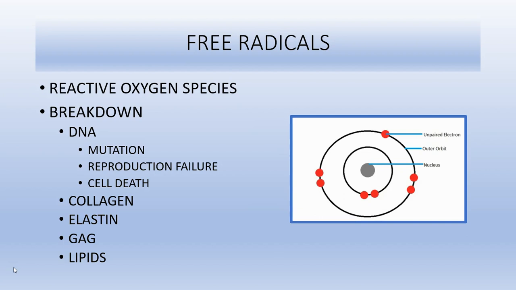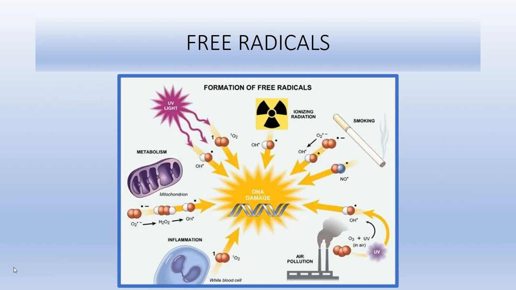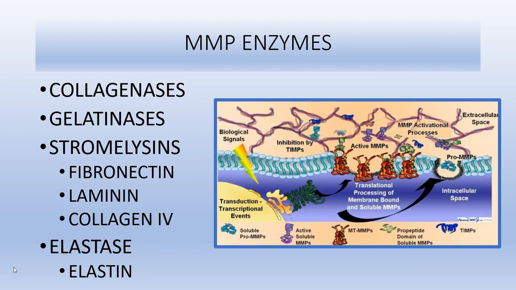And certainly free radical damage occurs to many components of collagen, elastin, glycosaminoglycans, and lipids in the skin. Free radicals are generated in many ways, including exposure to ultraviolet light, during inflammatory processes as a result of certain leukocyte functions, and smoking. Again, these result in DNA damage as well as damage to skin components.